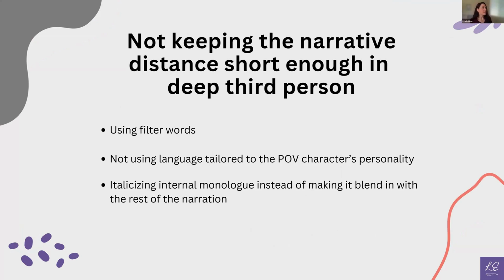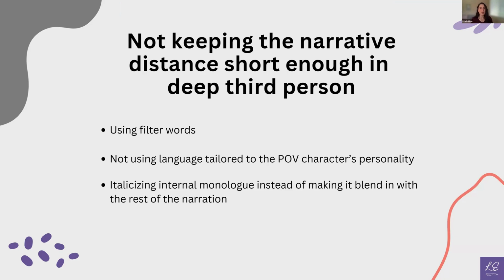And then another thing I see often is not keeping the narrative distance short enough when you're writing deep third. So when you're writing deep third, remember your readers should be able to get really deep into your point of view character's mind. So you're not going to be using filter words, and you want to use language that's tailored to the point of view character's personality.